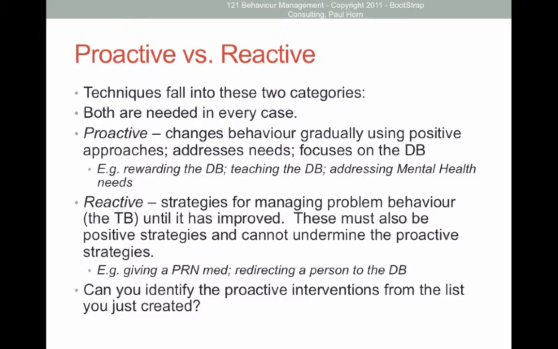Proactive strategies are focused on the desired behavior, the DB. Some examples of proactive strategies are strategies that reward the person for using the desired behavior, or that teach the desired behavior, or that address underlying mental health needs. All of those would be constructive processes that would gradually see the person using the desired behavior more and more often. And that's what makes them proactive.